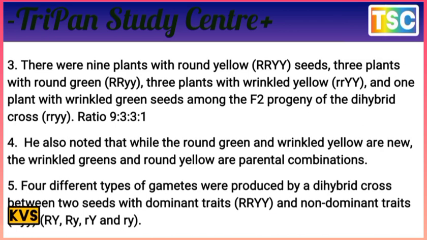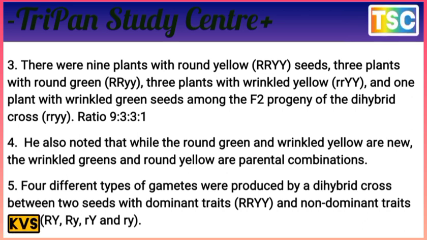There are 9 plants with round yellow seeds, meaning capital R and capital Y, and 3 plants with round green seeds, meaning capital R and small y. There are 3 plants with wrinkled yellow seeds, meaning small r and capital Y, and 1 plant with a wrinkled green seed, small r and small y, among the F2 progeny of the hybrid cross. The ratio here is 9, 3, 3, 1.